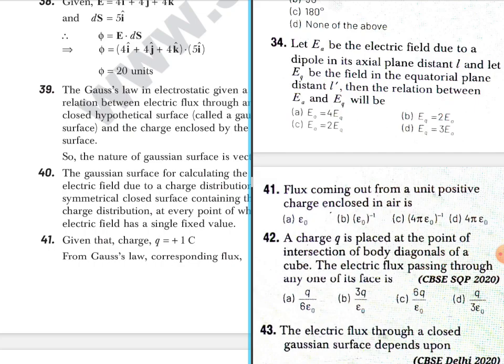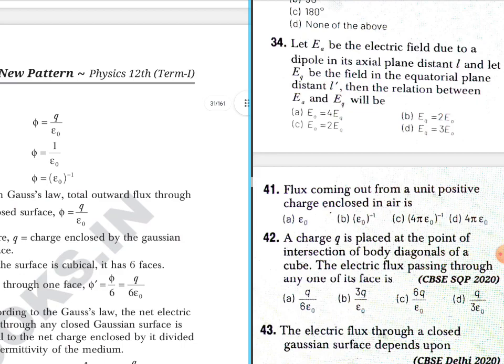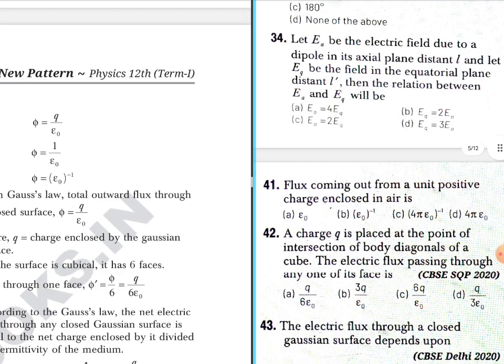Unit positive charge is 1 coulomb. So Q by epsilon naught is epsilon naught to the power minus 1. So B is the right answer.